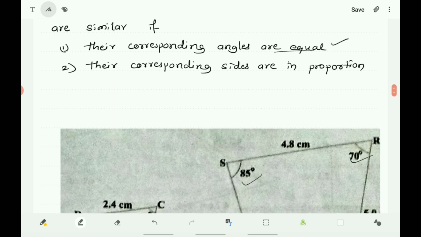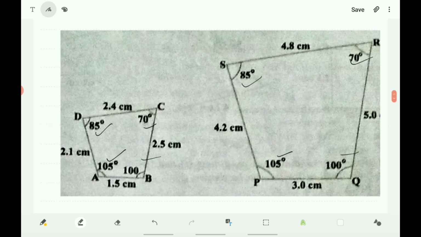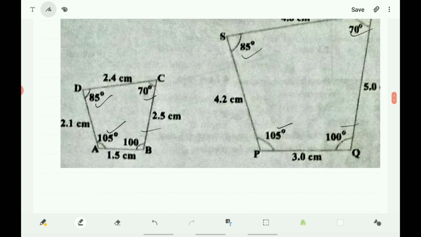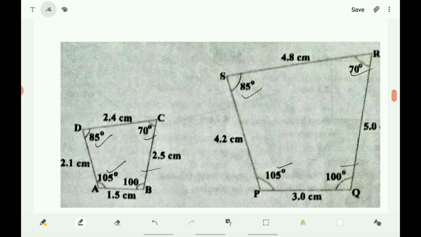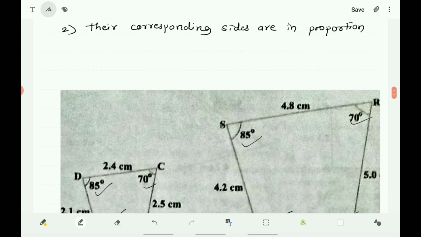The corresponding angles of quadrilateral ABCD and quadrilateral PQRS are equal. That is, angle A is equal to angle P, angle B is equal to angle Q, angle C is equal to angle R, angle D is equal to angle S. The next condition is about the ratio of the corresponding sides. So let us check whether the corresponding sides are in proportion or not.